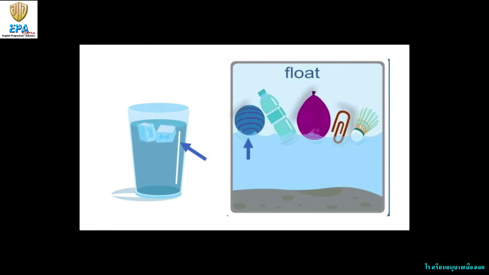This ball is floating. It's at the top of the water. Up. This bottle is floating. It's at the top of the water. Up. This balloon is floating. It's at the top of the water. Float. Up.